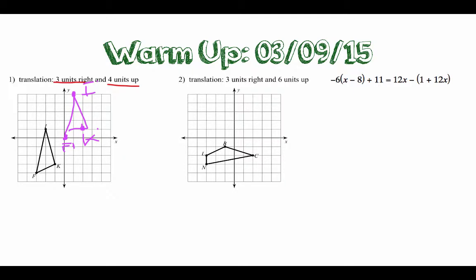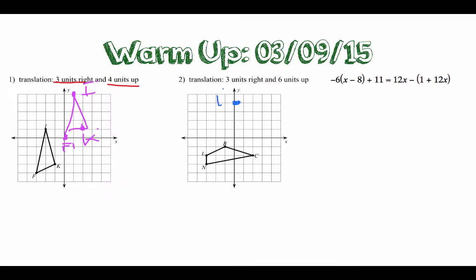Same thing here. I'm going to go 3 units to the right. All right, and I'm going to show you kind of a shortcut on this one, 6 units up. So I'm going to start at L. 1, 2, 3, it brings me right over to the origin. I'm going 6 up. 1, 2, 3, 4, 5, 6. All right, so there's my L right there.